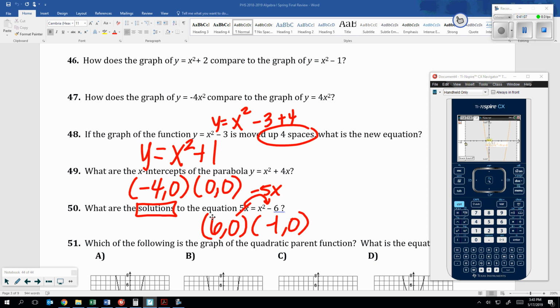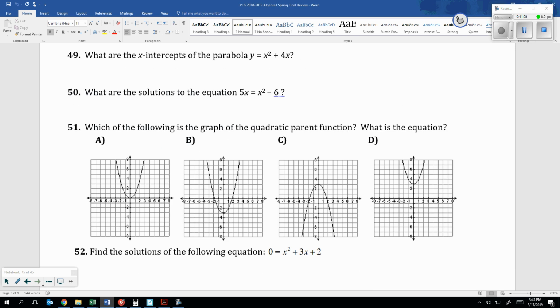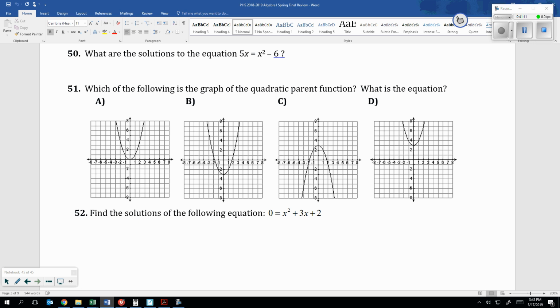For number 51, which of the following is a parent function? If it is a parent function, it needs to go through the origin, which is 0, 0. So 0, 0 is right here. Which one is touching that? It is A.